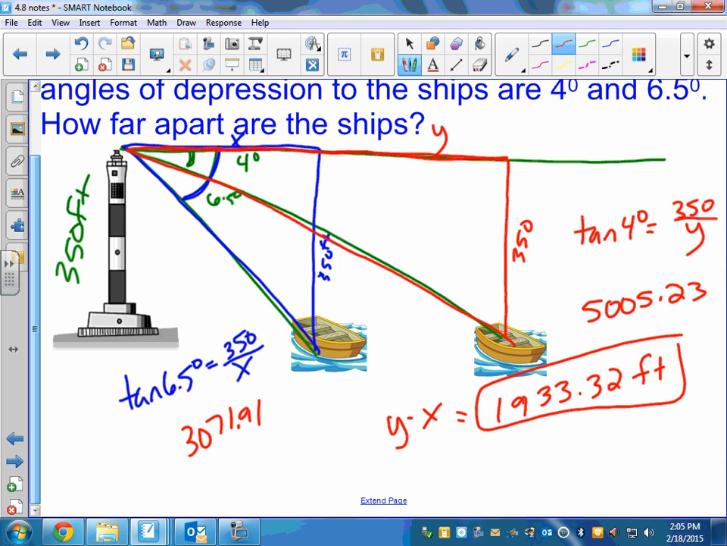Some of the problems they'll give you a picture. Sometimes on a test I'll give you a picture, but sometimes I won't. So you want to make sure that you label that correctly.